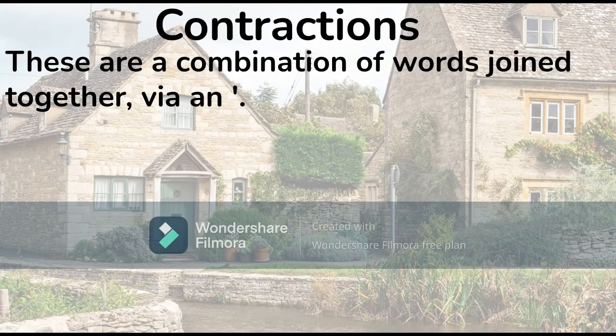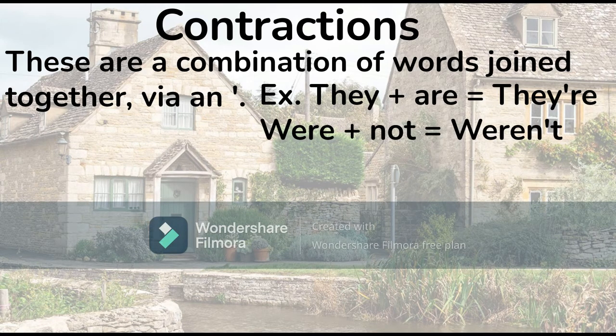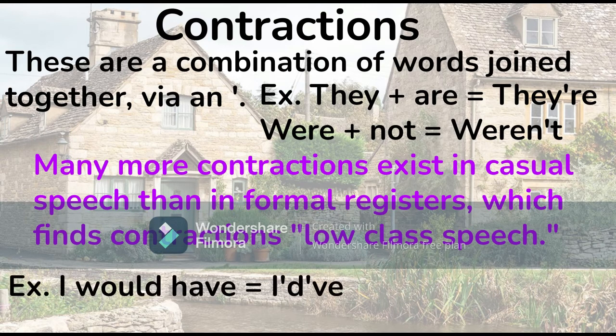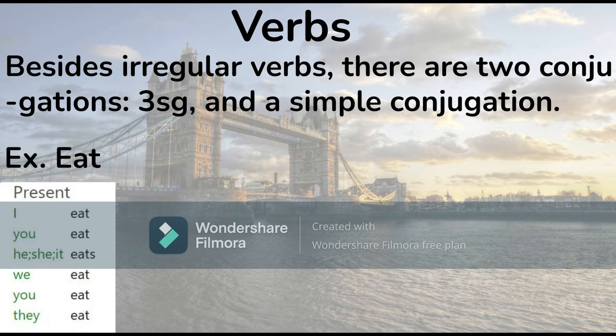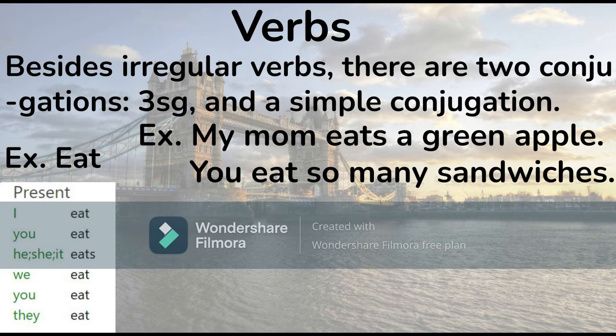Contractions. These are a combination of words joined together via an apostrophe. For example, they are becomes they're, were not becomes weren't. Many more contractions exist in casual speech than in formal registers, which finds contractions low-class speech. For example, I would have becomes I'd have, and many more exist with other words. Verbs. Besides irregular verbs, there are two conjugations, a third-person singular and a simple conjugation. For example, the verb to eat. For example, my mom eats a green apple. Here, it's eats because mom is third-person singular, so it's not eat. But it was you, as in, you eat so many sandwiches. Eat is used for both you in the second person plural and singular.